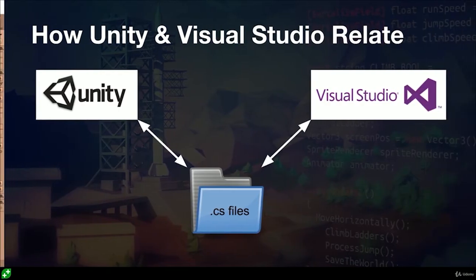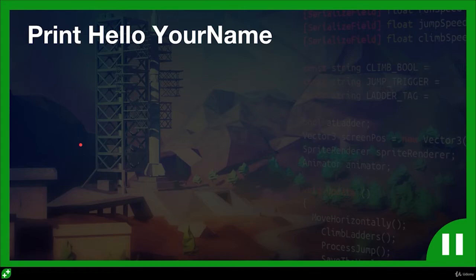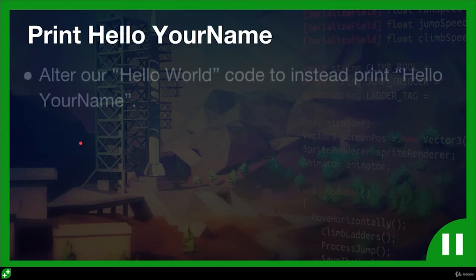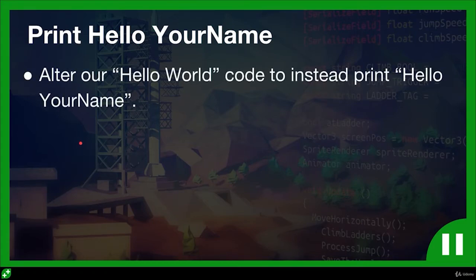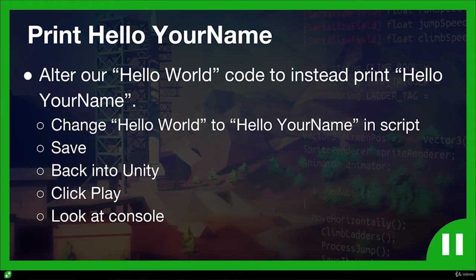Now I have a challenge for you. What I would like you to do is to print Hello and your name. So modify our Hello World code so that instead of printing out Hello World, it prints out your name. Obviously, it wouldn't say "your name," it would say Hello Rick, or Hello Fred, or Hello Bob, whatever your name might be. So pause the video now, go into the script, change from Hello World to Hello Your Name, save, and then go back into Unity, click play, and see that it types Hello Your Name.